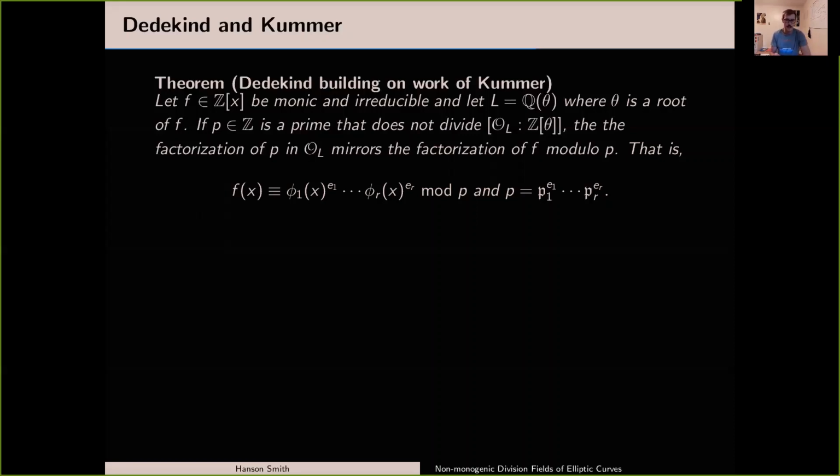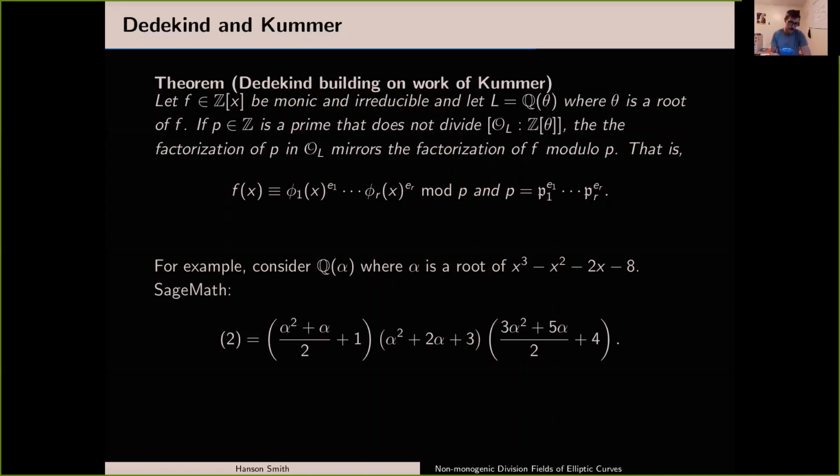Okay, so Dedekind actually took this theorem and applied it to monogeneity. So he considered Q adjoin alpha, where alpha is a root of this cubic polynomial here. And I can use SageMath, Dedekind can do it by hand, to compute that 2 splits into 3 primes in Q adjoin alpha. So 2's prime factorization is P1, P2, P3.